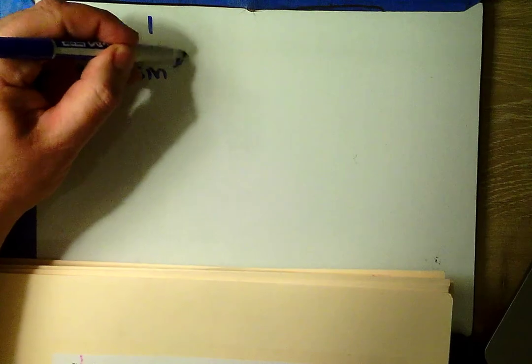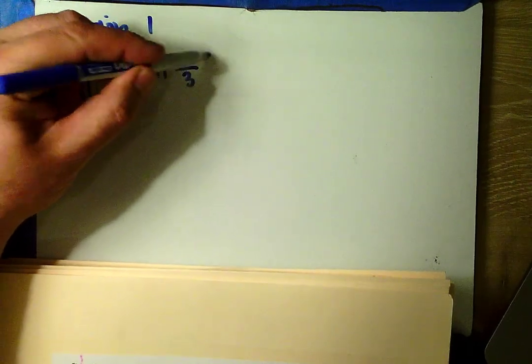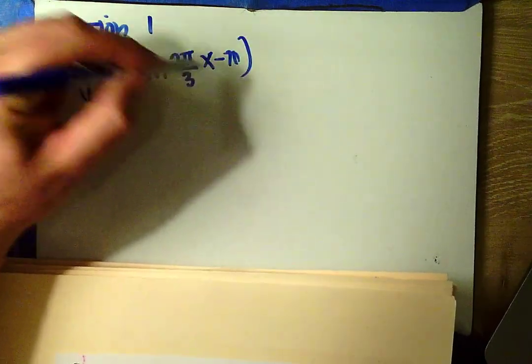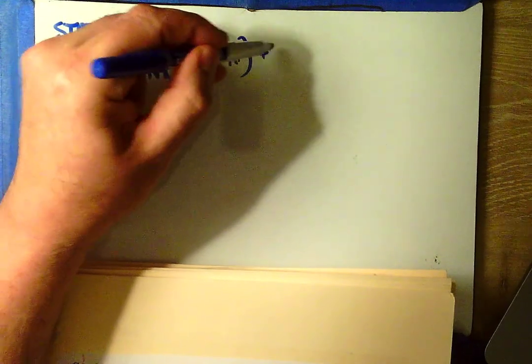Hello everyone. So today we're going to go through the trig graphing and inverses stations. So with station one, we're asked to find the period and amplitude for each of the following. The first one is y equals negative 3 sine 2 pi over 3 x minus pi plus 3.